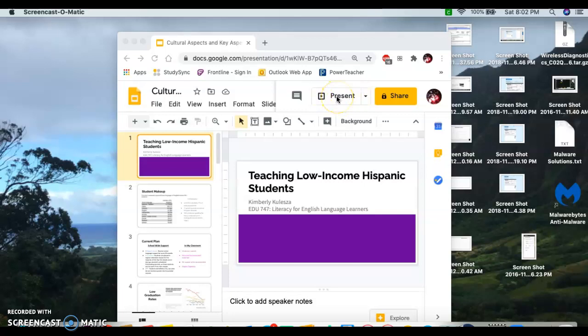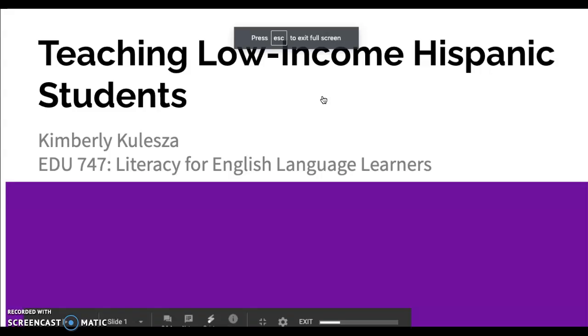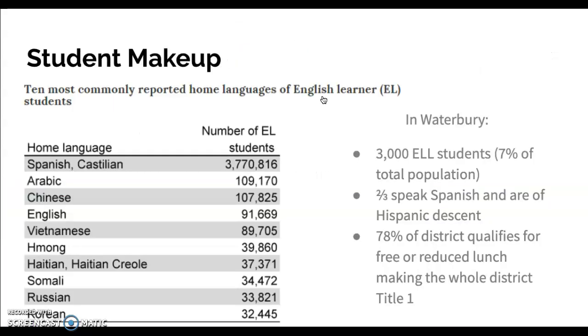So my name is Kim Kalasia, and I will be looking at teaching low-income Hispanic ELL students for literacy, for English language learners. Why low-income Hispanic students? Well, if you look at the chart to the left, you will see that the number of Spanish-speaking English language students in the United States is incredibly high.